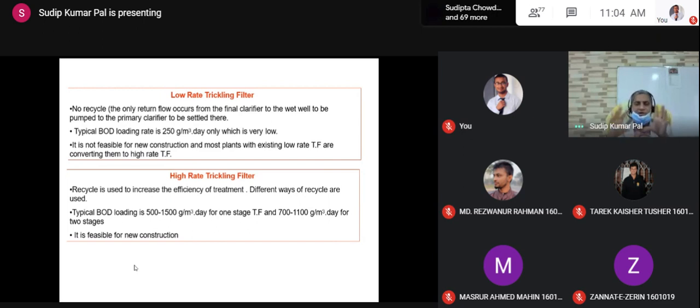And not just the figure gives you the idea, the name also suggests that this is also possible to treat, but it requires an even more complicated system with many more technical aspects. So it's also feasible for new construction. As you can see, low rate and high rate trickling filter. So one is low rate. I mean, if BOD is around 250, then we do not need any sort of recirculation. If it is higher, then it is sometimes not possible to do that.